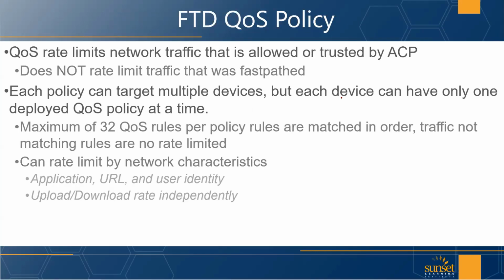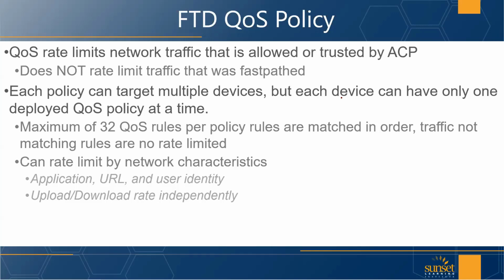QoS policy. So the QoS, quality of service, right, is going to rate limit traffic that's allowed or trusted by your ACP. Again, it does not limit what was FastPath, because FastPath traffic bypasses SNORT. This all happens in SNORT. We can have a policy target multiple devices, but we can only have one QoS policy at a time, and 32 rules max in that. And you can limit by applications.